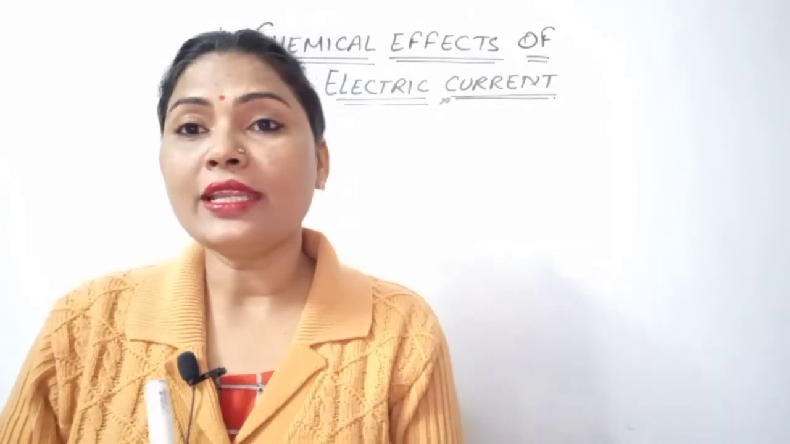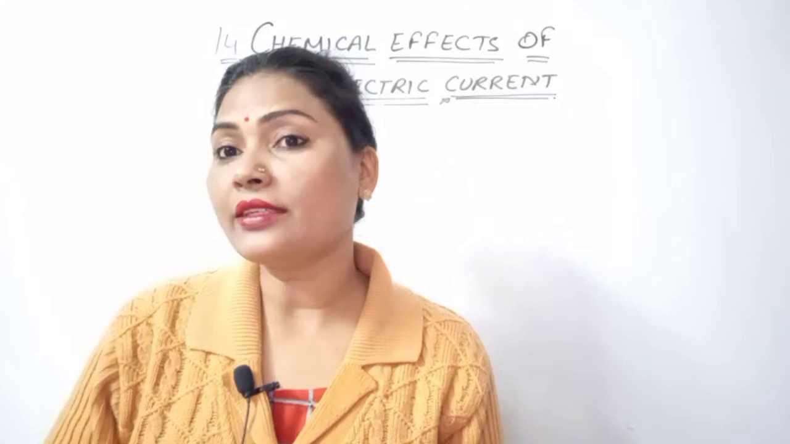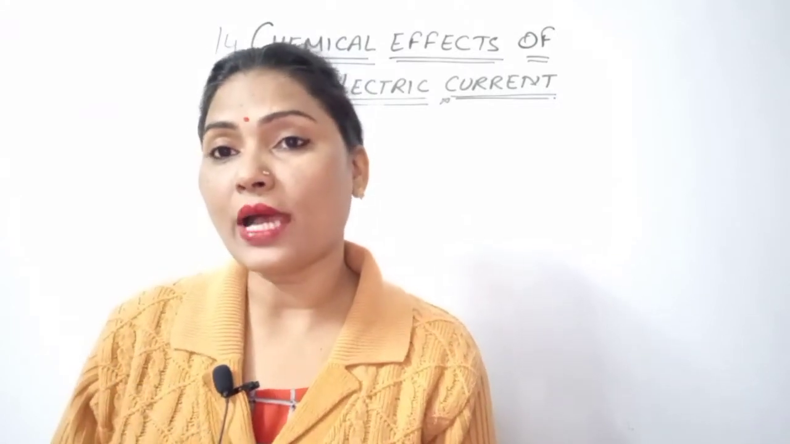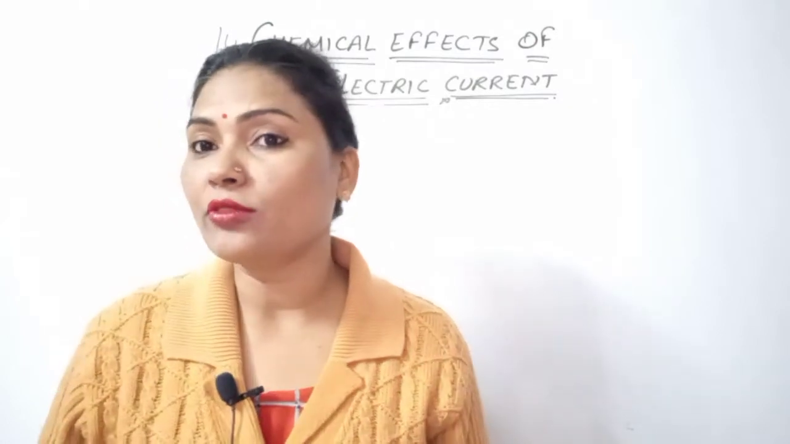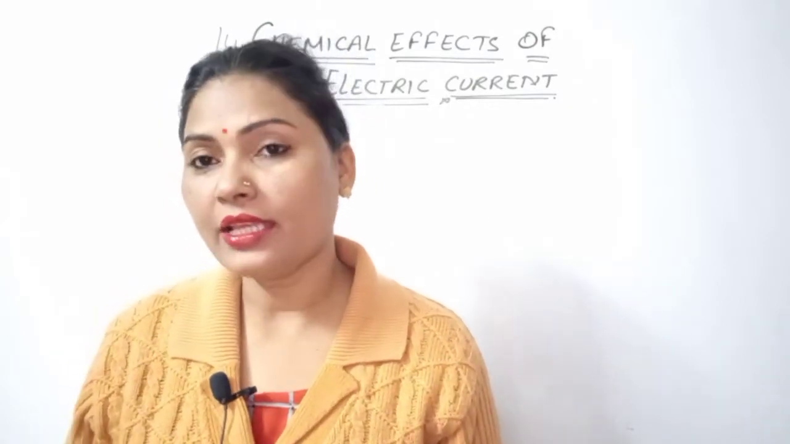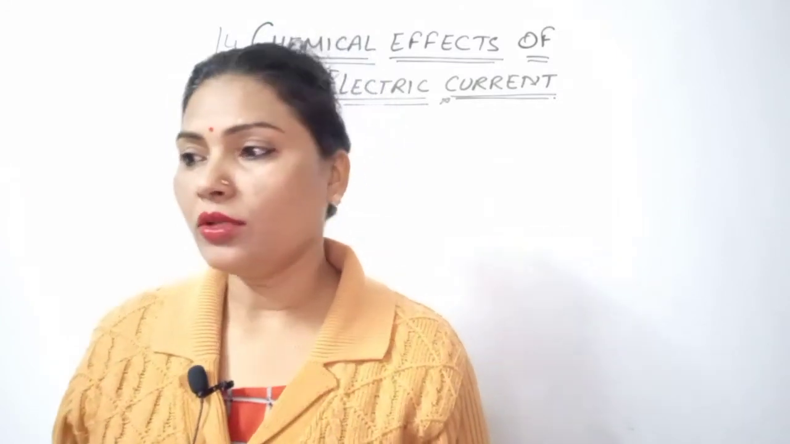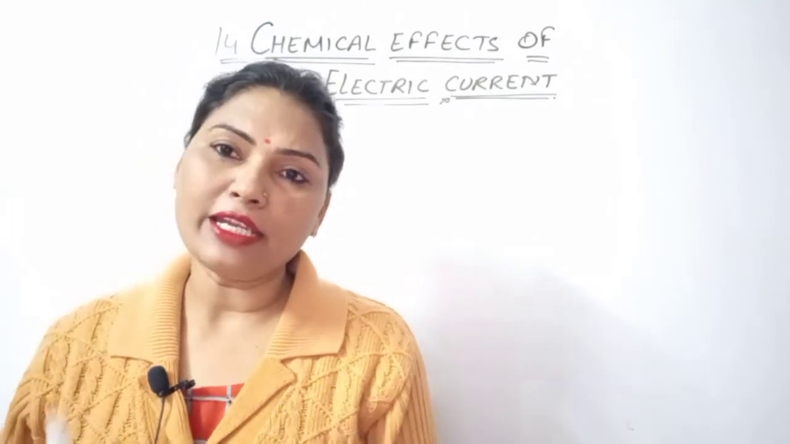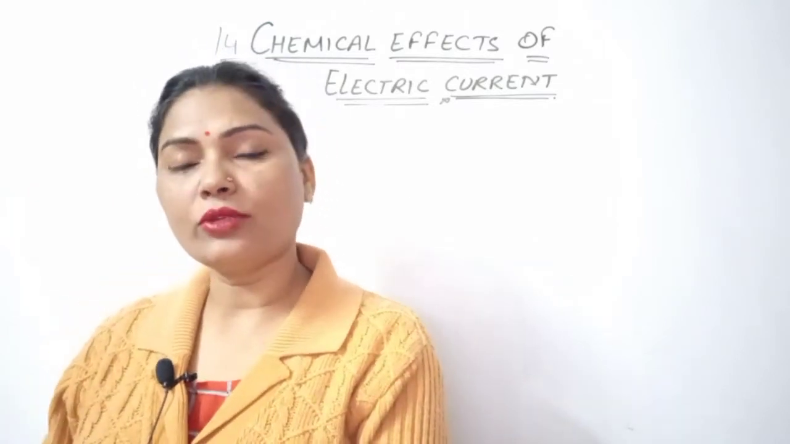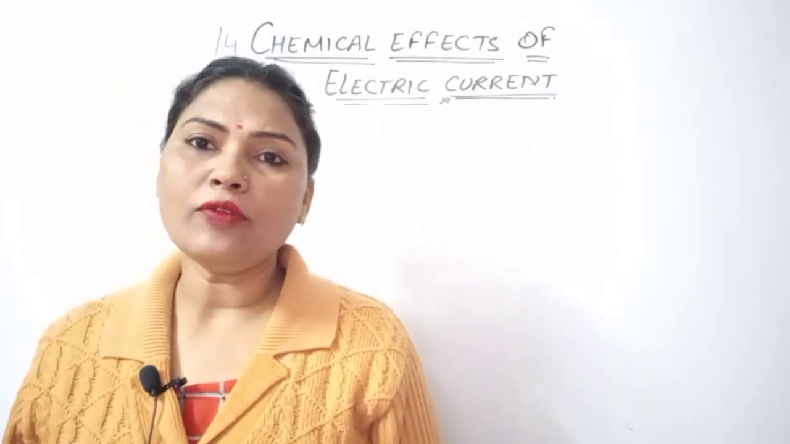So those materials are known as conductors, and if the electricity or the current will not pass through the materials, that type of materials are known as insulators. Like rubber and plastic are the insulators, and metals are the conductors. So you can say that materials which allow current to pass through them are known as conductors. So we can easily find out these.